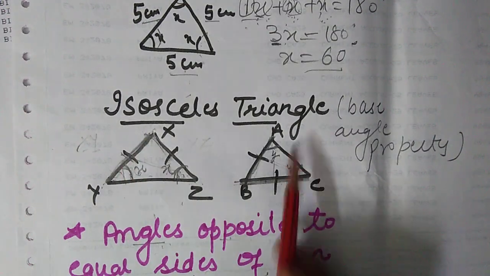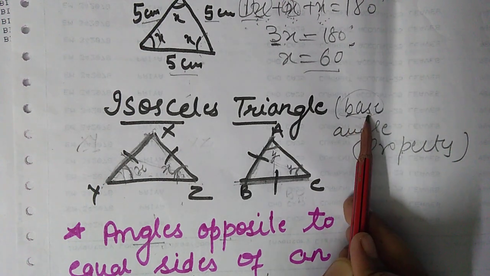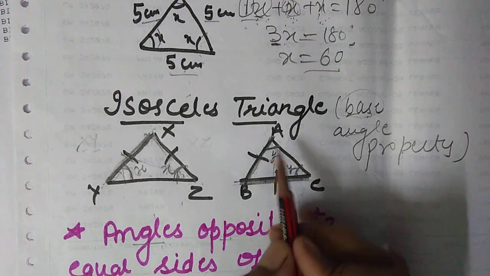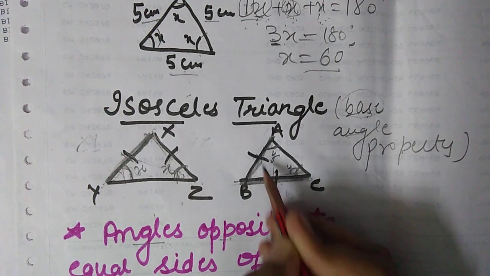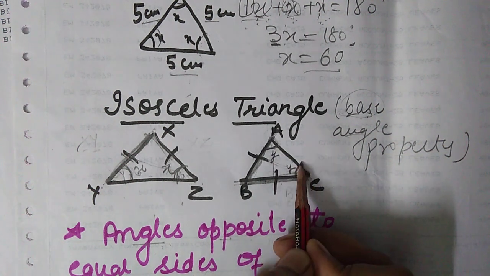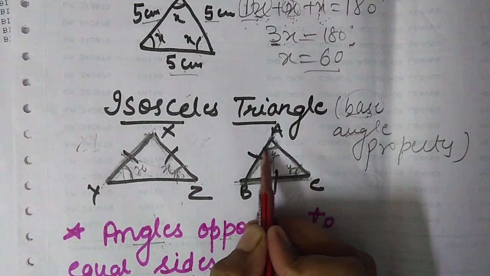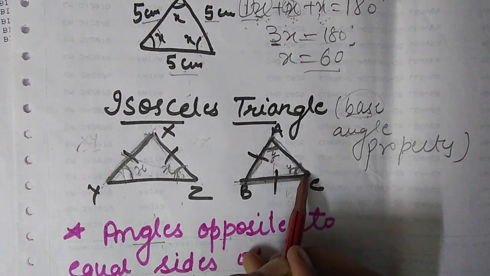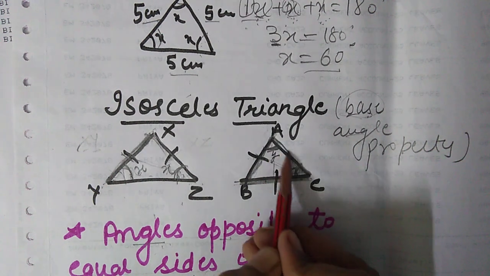Now one more thing: why is this known as the base angle property? The base is the side of an isosceles triangle that is unequal to the equal sides. Let us consider this one. If these two sides are equal, which is left? This one is unequal, and both the equal angles must be on the vertices of this third side. So this is known as the base. The side which is not equal to the two equal sides of an isosceles triangle is known as the base.